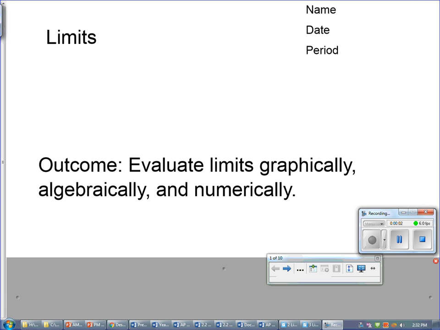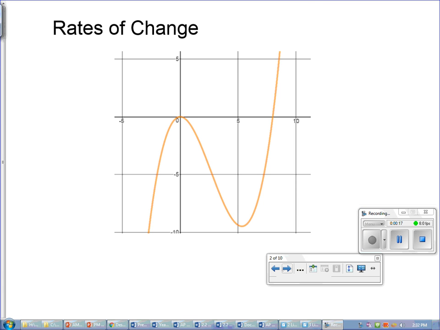The title of this set of notes is Limits, and the outcome is that you will be able to evaluate limits graphically, algebraically, and numerically. One of the first things we're going to talk about is a rate of change. And you might remember from algebra that a rate of change is just a slope.